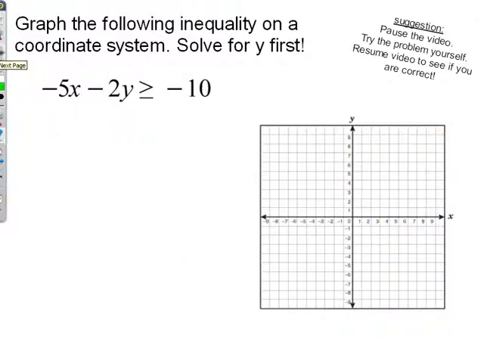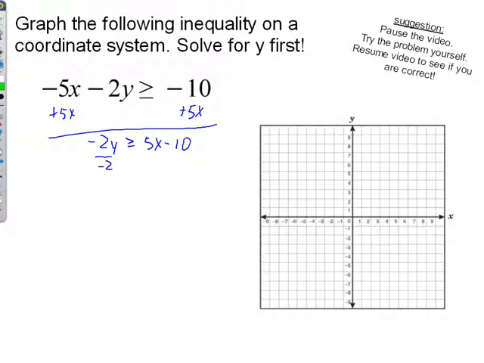Oh, we got one more. Let's see what's different about this one. I'll kind of go quick here. Plus 5x to both sides. I need to get it in slope-intercept form. -2y greater than or equal to 5x minus 10. I'm going to divide by -2. A flag should be going off in your head. I just divided by a negative, so I'm going to flip that symbol.